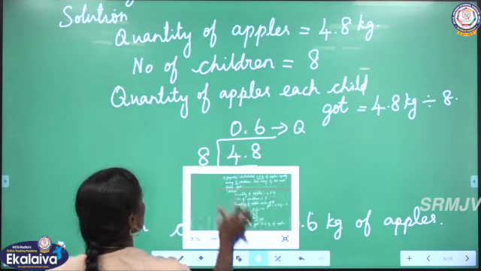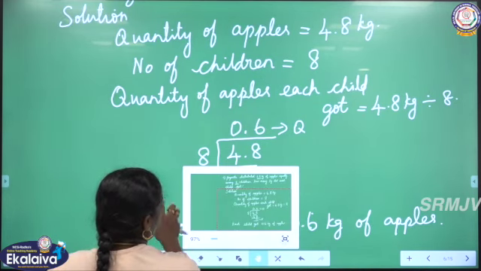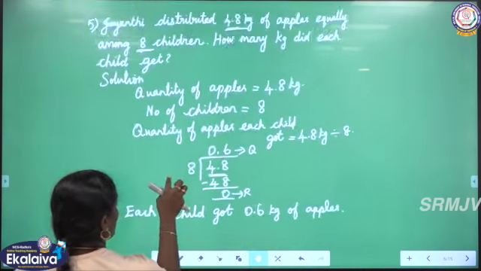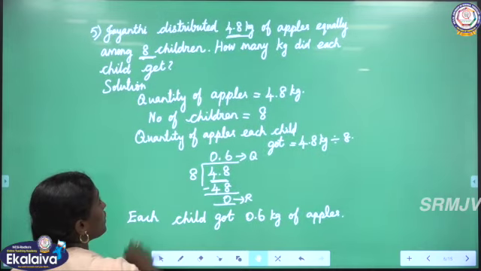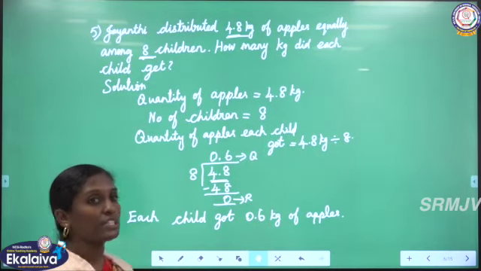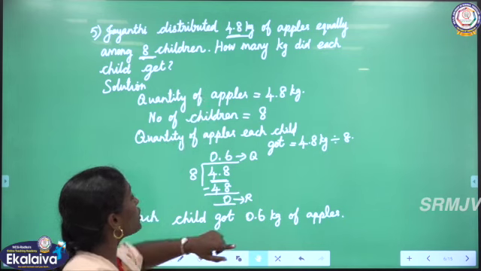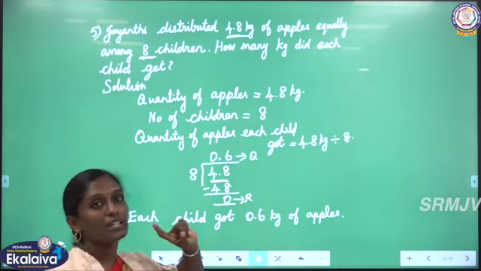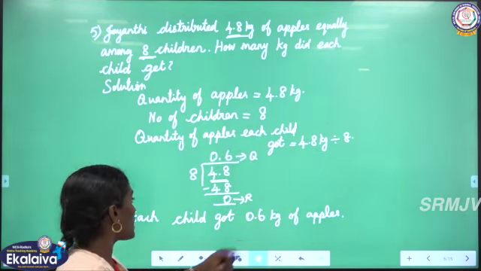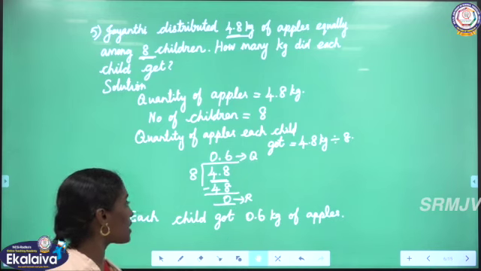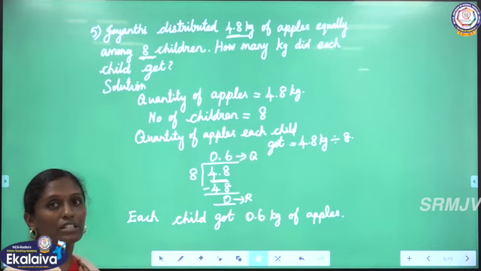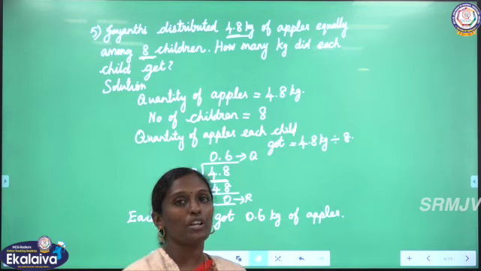Is it clear, children? Here, to find the quantity of apple each child got, we are dividing the total quantity of apple by the number of children. Then we are getting 0.6 kilogram of apple each child got. Is it clear, children? Hope you all understand.